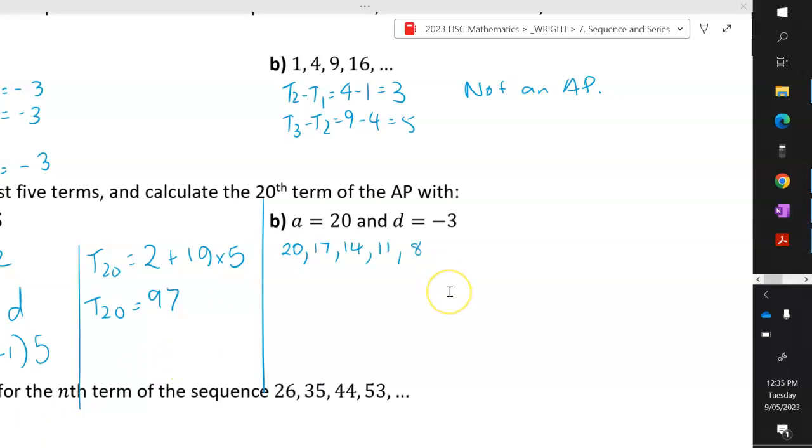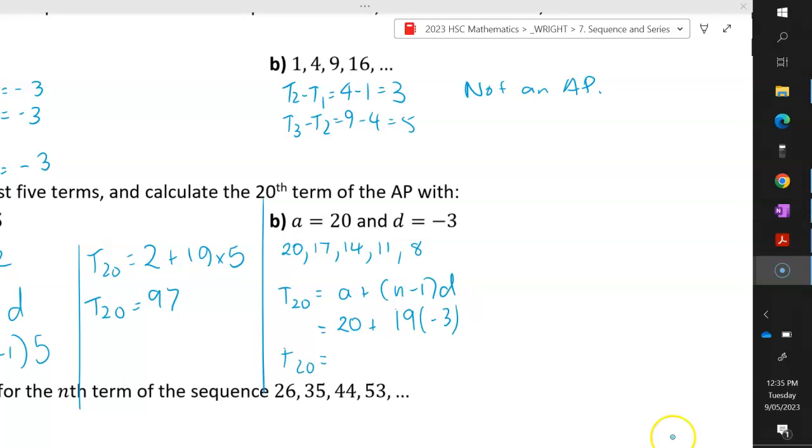Okay, there's our first 5 terms. We want to find term 20. Term 20 is a plus n minus 1 d, which is 20 plus, I'm going to just put 19 in there this time, times minus 3. The term 20 is minus 37.